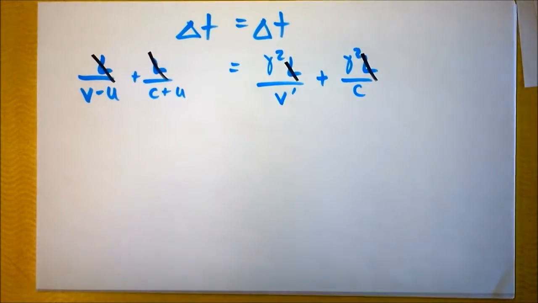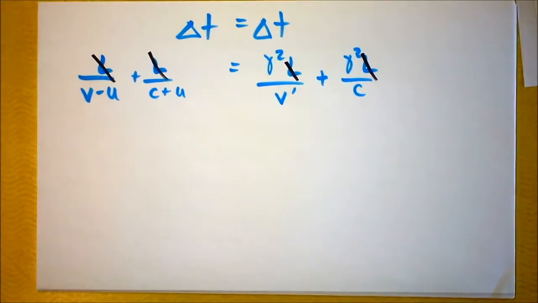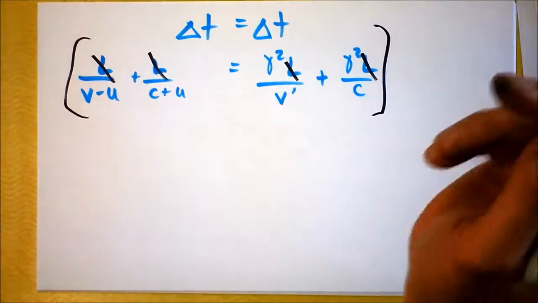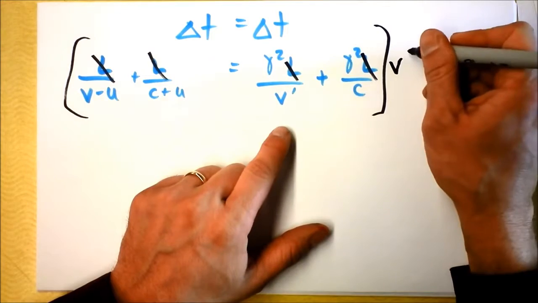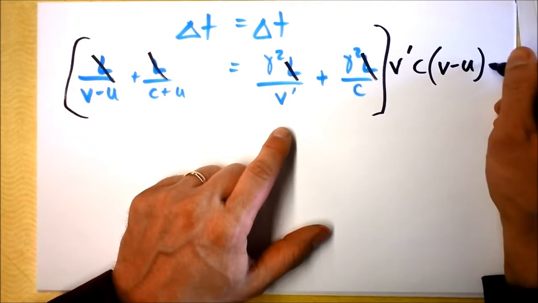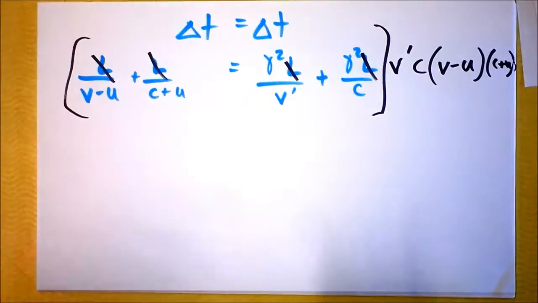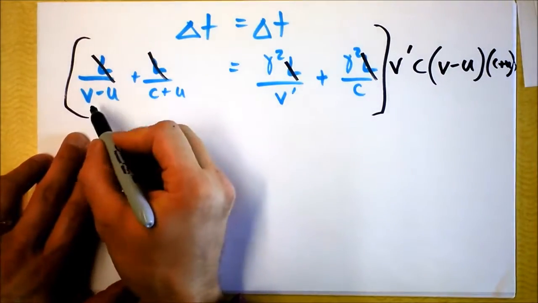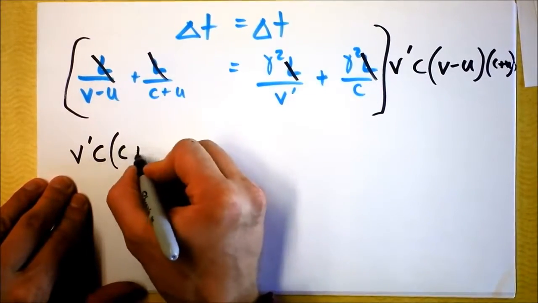Oh, of course, what's your very least favorite thing? Denominators! Let's take the entire thing and multiply it by everything so we have absolutely no denominators. That means I'm multiplying by V prime times C times V minus U times C plus U. As I multiply by all of this stuff, things come out in a very bleak and messy form. I'm going to have V minus U canceling here, but this term's going to be left as V prime C times C plus U.